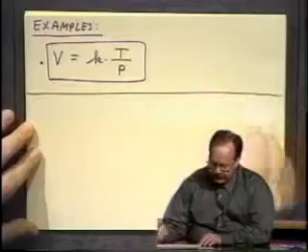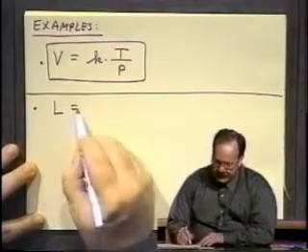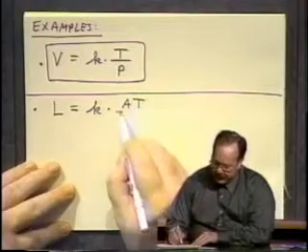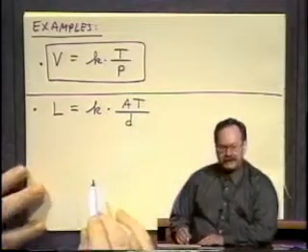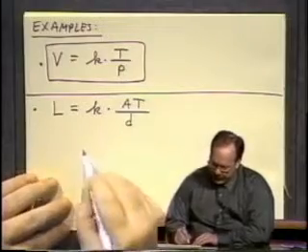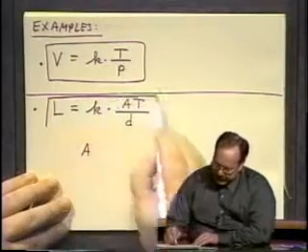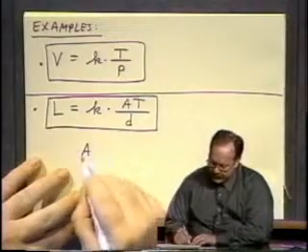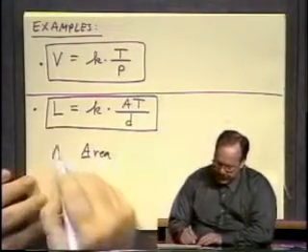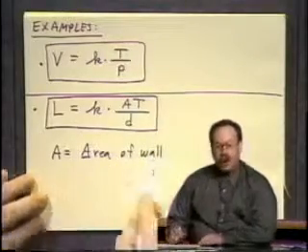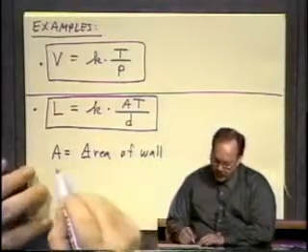Here's another one. L, this is a little bit more interesting for those that live in houses. L is equal to K times AT over little d. Now what do these represent? I'll go ahead and show you in this case. Let me box that in there. A is equal to the area. So A is equal to the area of the wall. We're talking now about a wall of a house. A is the area of the wall.